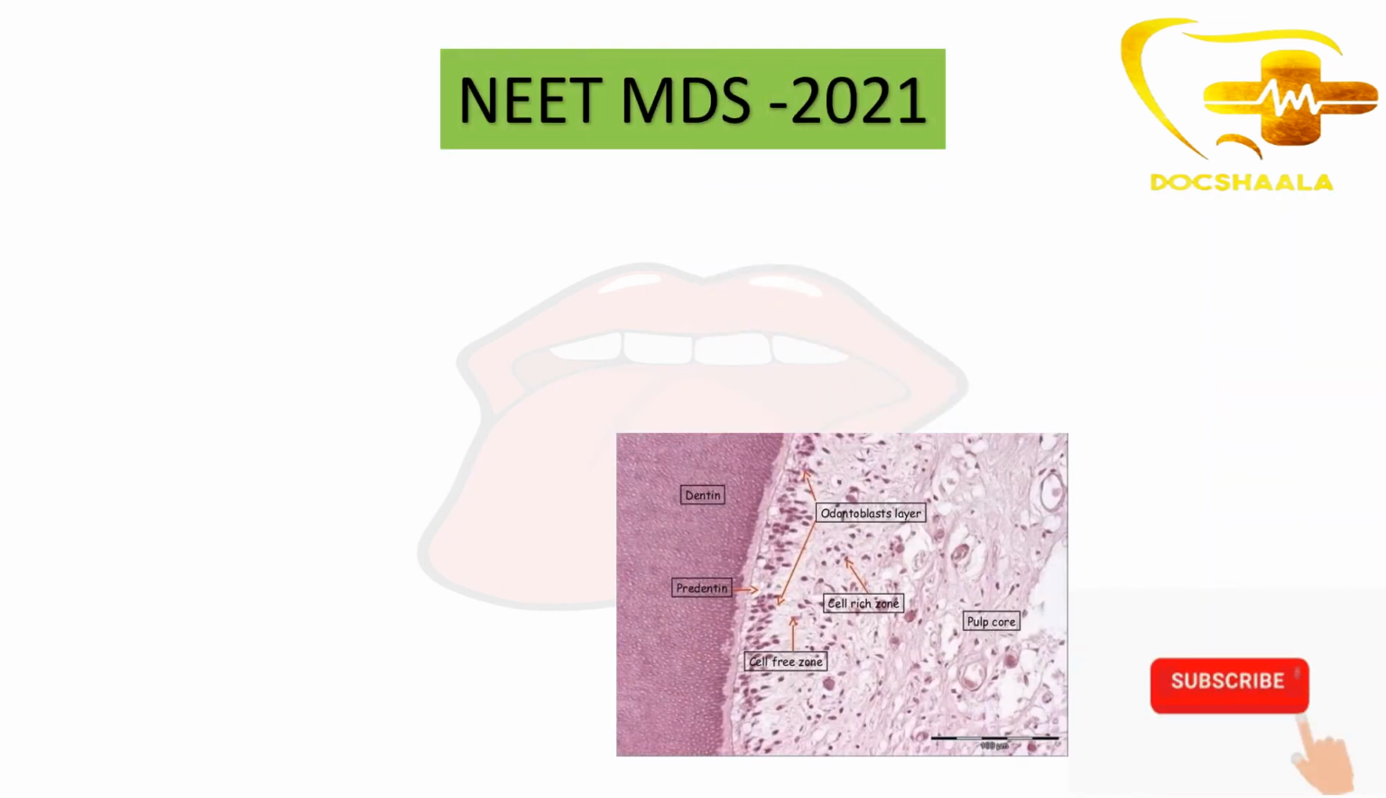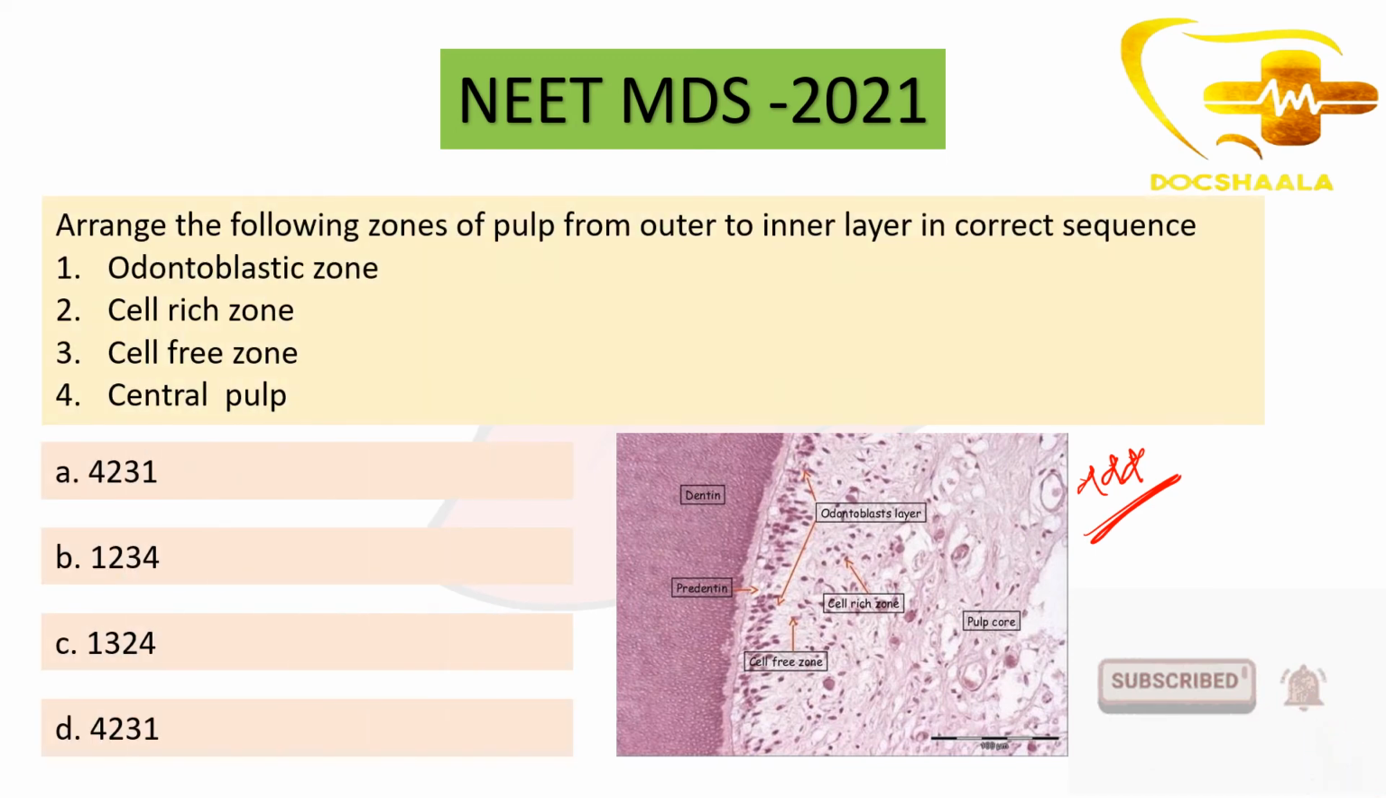So you need to remember this image. This image is very important, because if you just remember this image, you can answer any kind of question that is coming from the topic zones of pulp. Let us get back to our question. Arrange the following zones of pulp from outer to inner layer in correct sequence. So from this image itself we can answer this question.